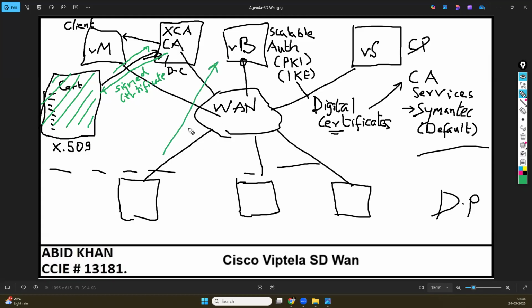So I'll just end with this: once they have the certificate, using these digital certificates, they authenticate with each other. Once authentication is successful, then they become part of a family. That's it. All right, then we'll end for the day over here.